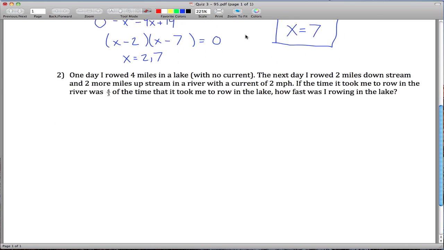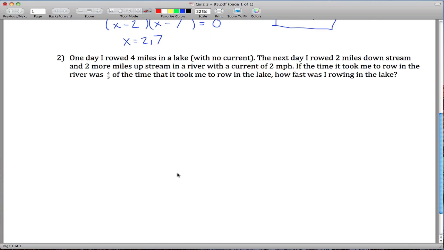Alright, moving on to the next problem, word problem. Fortunately, we did one similar to this in class. Let's see, one day I rode 4 miles in a lake with no current, and then the next day I rode 2 miles downstream and 2 more miles upstream in a river with a current of 2 miles per hour. So let's let x be speed with no current.